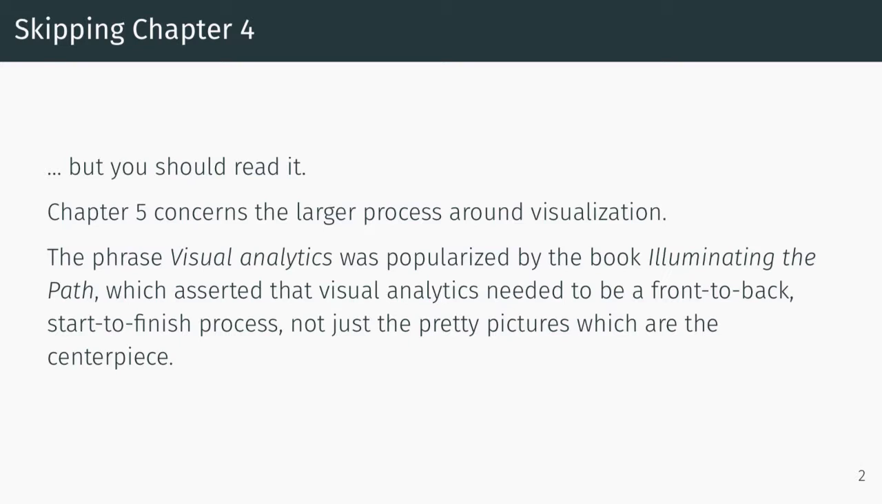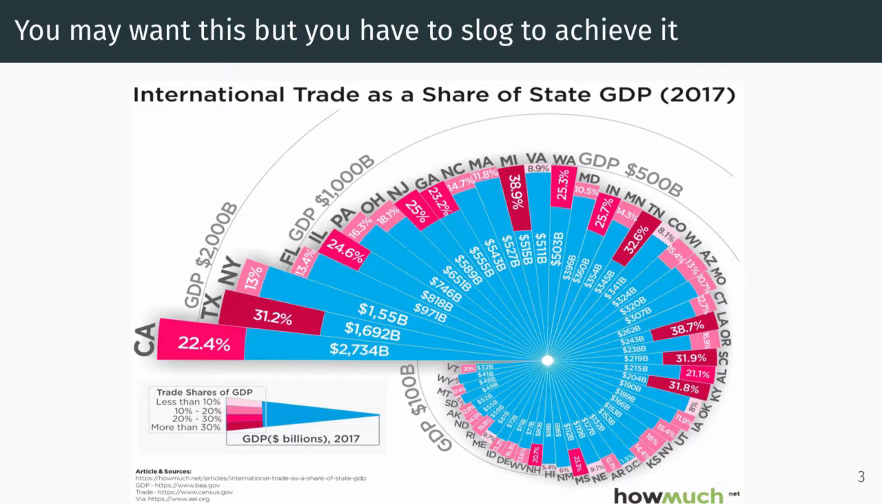Okay, so this is about the process around visualization. The phrase visual analytics was popularized by the book Illuminating the Path, which asserts that visual analytics needed to be a front-to-back, start-to-finish process, not just the pretty pictures which are the centerpiece. So here's an example of the pretty pictures that are the centerpiece. And this may be what you want, but you have to slog to achieve it. This is actually a bar chart wrapped around a center. It shows a tremendous amount of information in a very compact and, I think, attractive way. But it's not easy to come up with something like this.